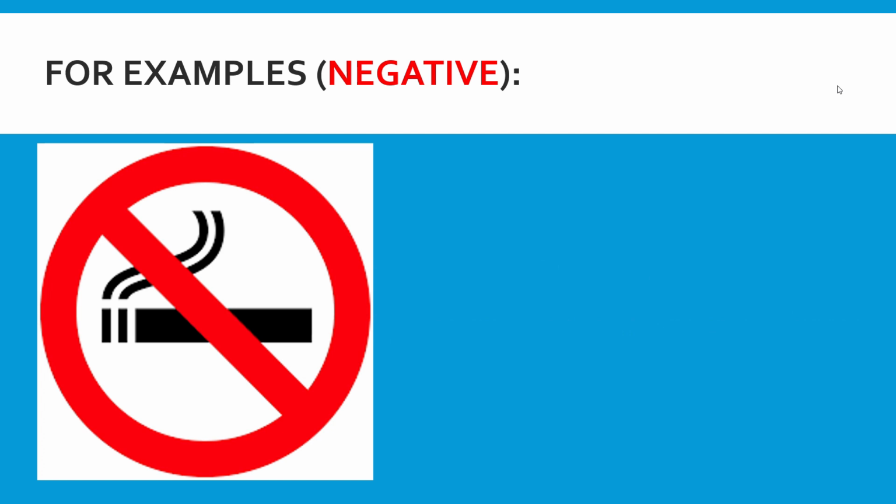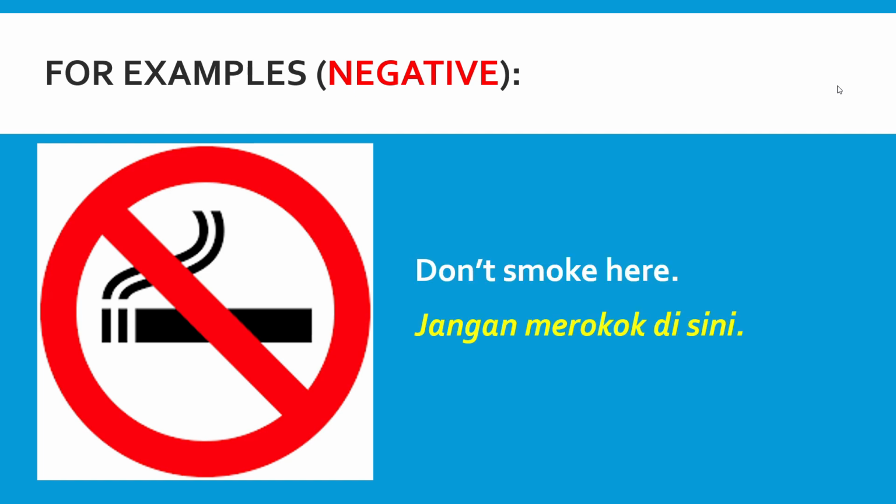Next, this is a very famous sign. So obviously, it's about no smoking. So when we want to say it imperatively and it's in negative form, it should be like this. Don't smoke here. Jangan merokok di sini. The word don't already signifies the negative form of it.